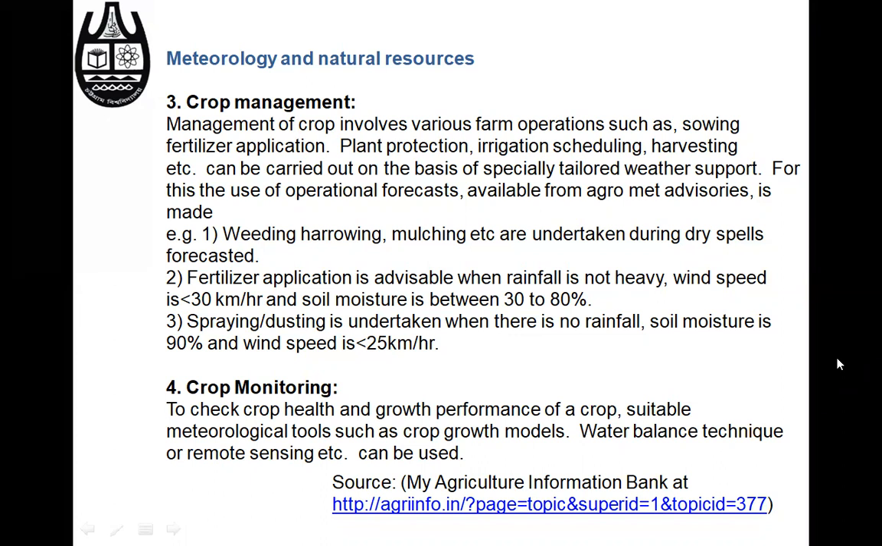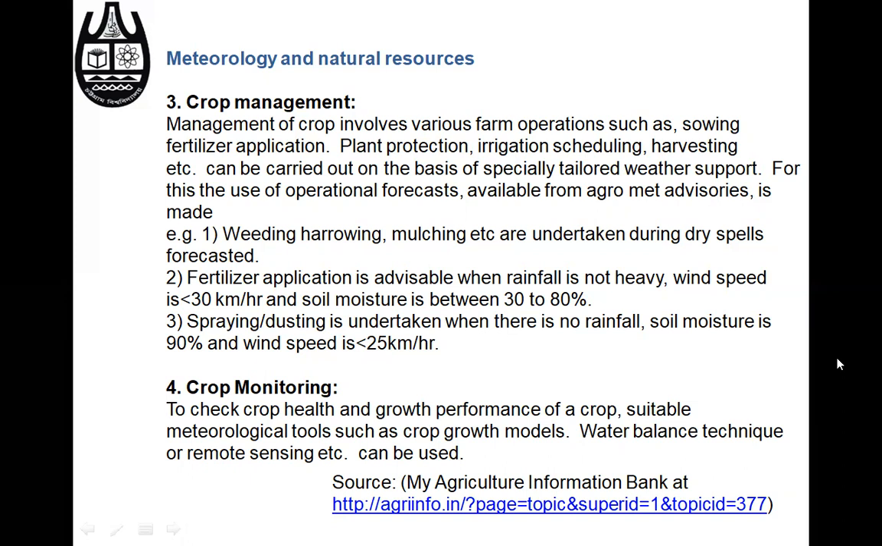If you think about crop monitoring, then to check crop health and growth performance of a crop, you need many meteorological tools. Maybe some crop growth models, to know what amount of water is needed for a particular species at a particular time. You can depend on different tools, and then you can monitor it.